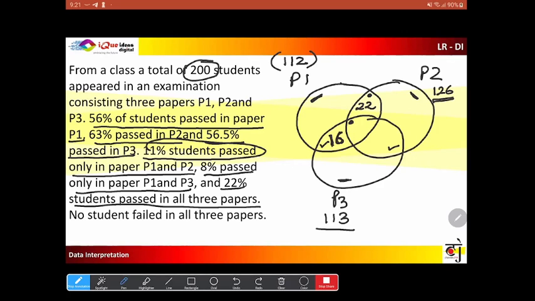22% passed in all 3. So 22% means 44 passed in all 3. Now my table can be completed, because I know P1's total is 112 and here 3 areas have come, 22, 44 and 16. So the remaining from 112 will be in this area. So can I say that 22 plus 44, 66, 66 plus 16 is equal to 82. So 112 minus 82, 30 students are there who have exclusively passed in P1.